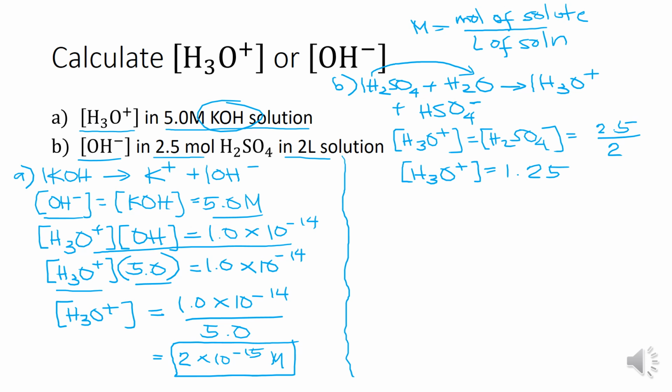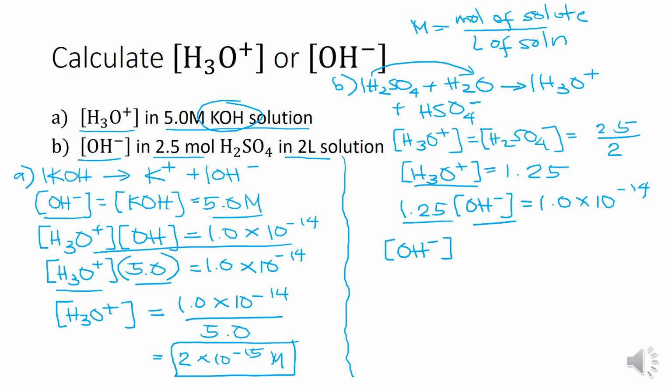So let's plug in this value for hydronium ion concentration. That is 1.25 times the unknown hydroxide ion concentration is equal to the constant 1 times 10 to the negative 14. To solve for the hydroxide ion concentration, we have to eliminate 1.25 on the left side, so we have to divide both sides by that number. Therefore, the hydroxide ion concentration is equal to 1 times 10 to the negative 14 divided by 1.25.